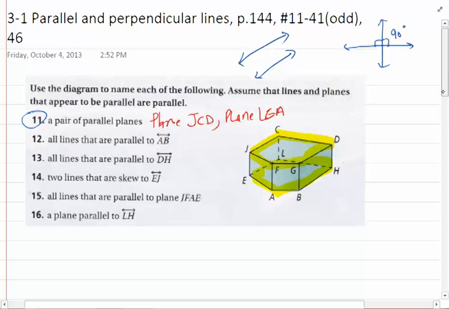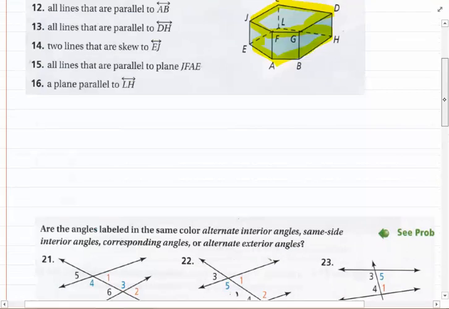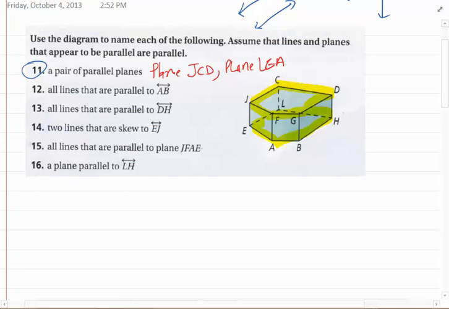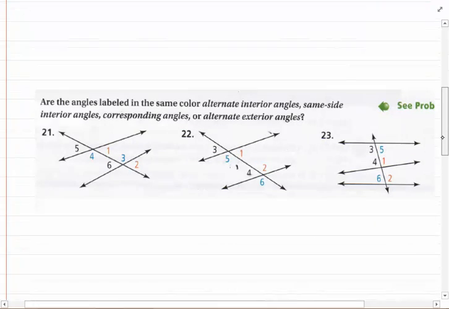Okay, so let's move down. Oh yeah, and also we have skew lines as well. For example, CD and FA are skew, and we also have perpendicular lines here as well. Looks like maybe JC and CD can also be perpendicular.